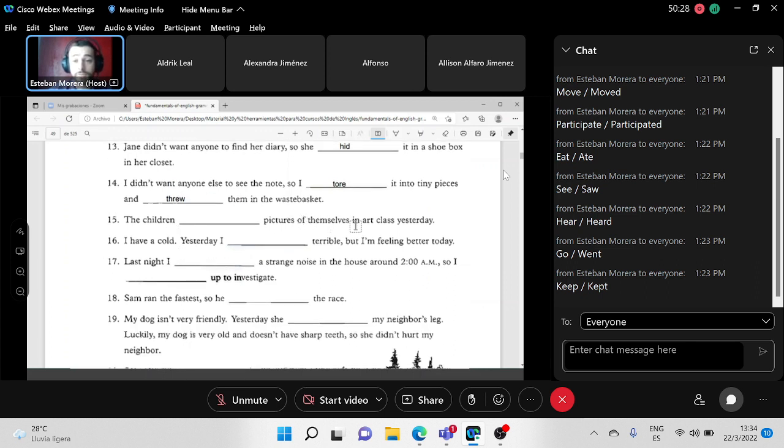Number 15, the children pictures of themselves in our class yesterday. So we can say threw. Threw is the past tense of throw. Throw is in the present, but threw is in the past.